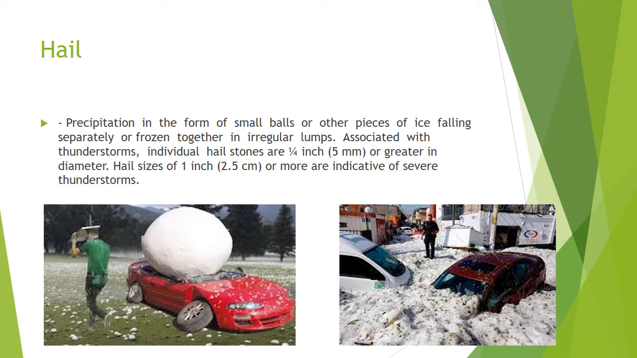Then the last one is hail. So ang hail is precipitation in the form of small balls or other pieces of ice falling separately or frozen together in regular lumps. So it is associated with a thunderstorm. Individual hailstones are 1/4 inch or 5 mm or greater in diameter. So hail sizes of 1 inch or 2.5 centimeters or more are indicative of a severe thunderstorm.